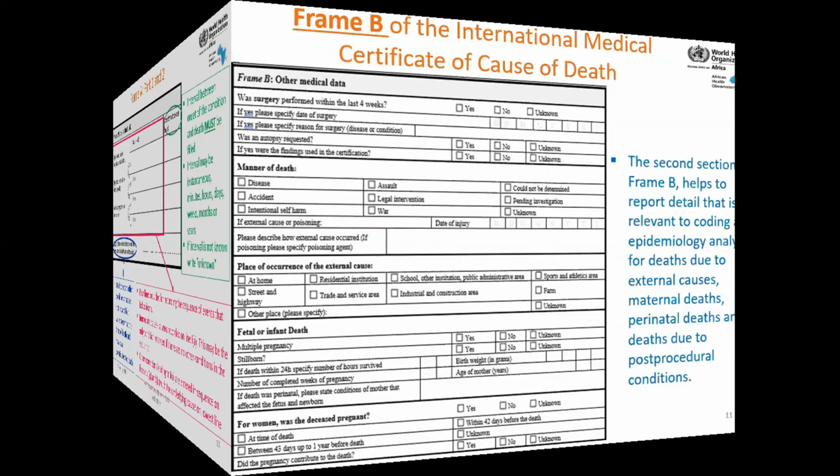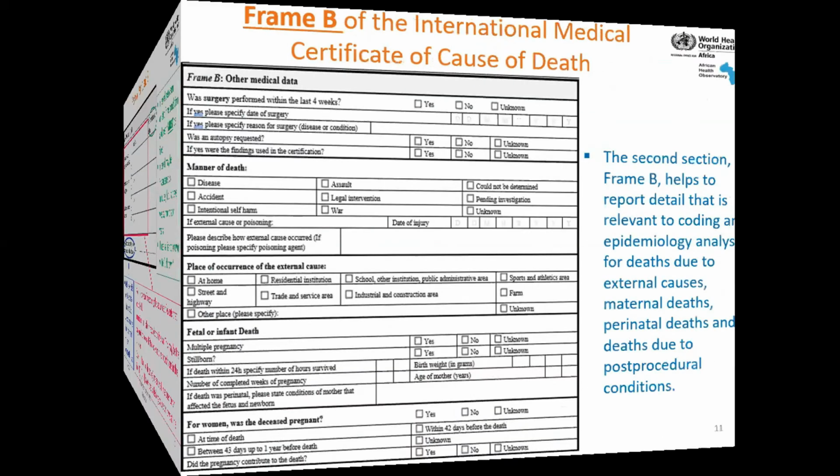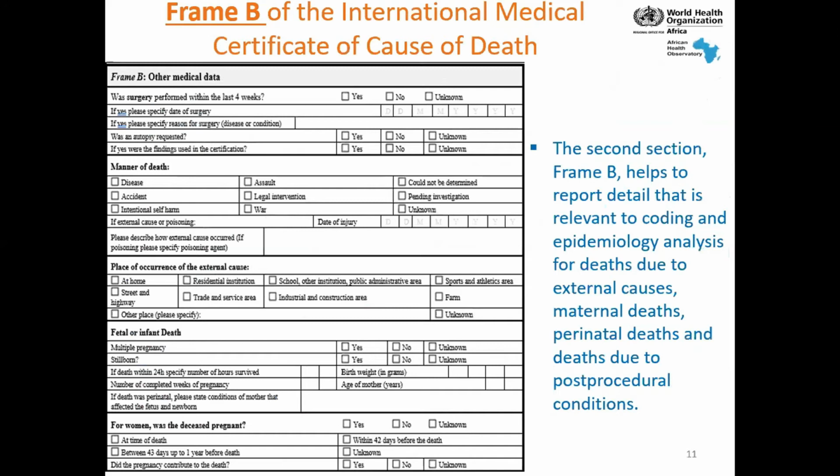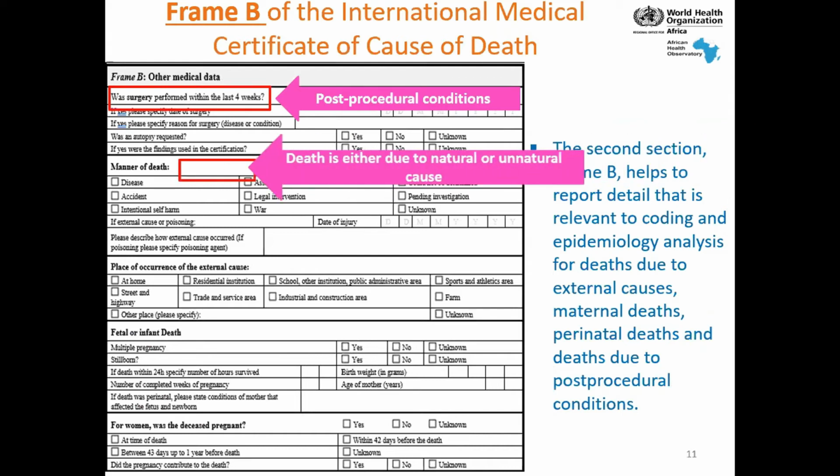Then the other conditions, so other medical data. You need to record whether this person who died underwent any surgery within the last 4 weeks. That information should be provided. Don't just focus on frame A. Frame B is where you should also always record information.